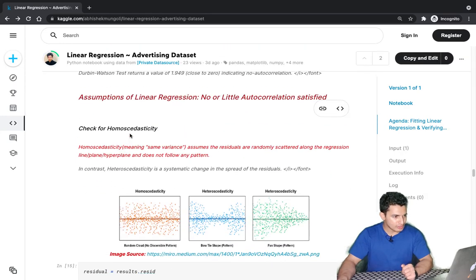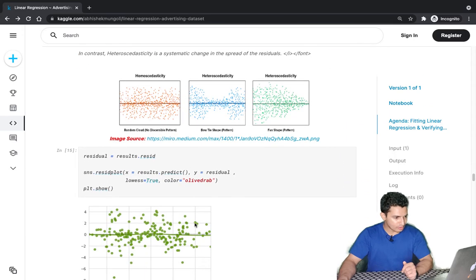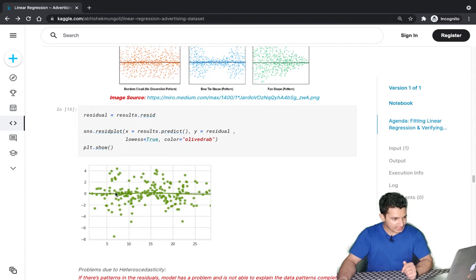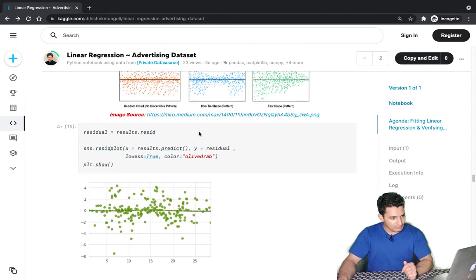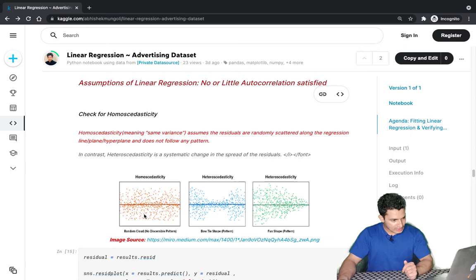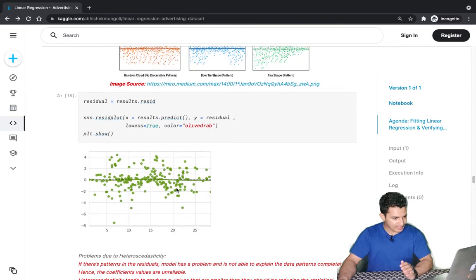Next we will check for homoscedasticity. Homoscedasticity means same variance, which assumes that the residuals are randomly scattered across the fitted line. So what we can do is a residual plot. This is our fitted line, and these are the errors that the model is not able to explain. And if you see, the residuals are randomly scattered, there is no pattern as such. In this case it's homoscedastic, and here it's heteroscedastic because there is a pattern. These are just some example images, and in our data it's this way. There is no pattern as such, the errors are randomly scattered.